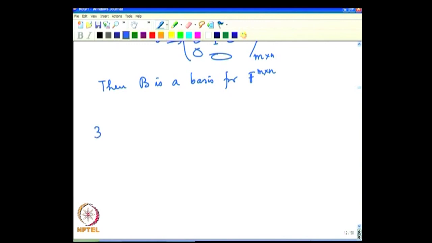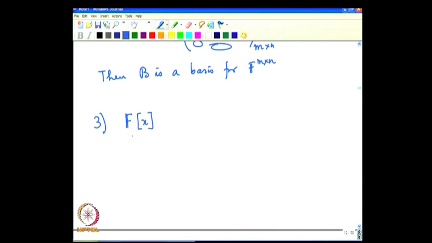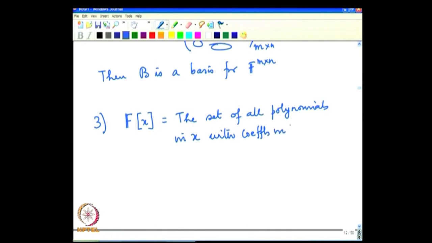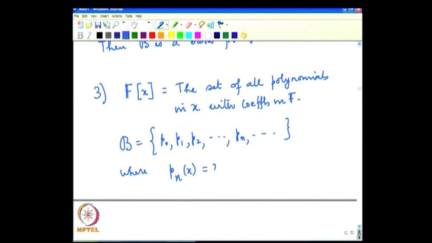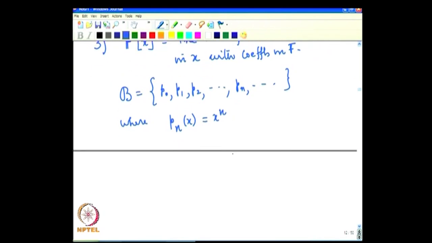The next example we will consider is that of the polynomials. Let us look at the set of all polynomials over the field F in a variable x, that is, the set of all polynomials in the indeterminate x with coefficients in F. Let us consider this space and now consider B to be the following polynomials P0, P1, P2, etcetera, Pn, etcetera, where Pn(x) is x to the power of n. So, P0 is 1, P1 is x, P2 is x squared, P3 is x cubed and so on and so forth. Now, this is an infinite set.